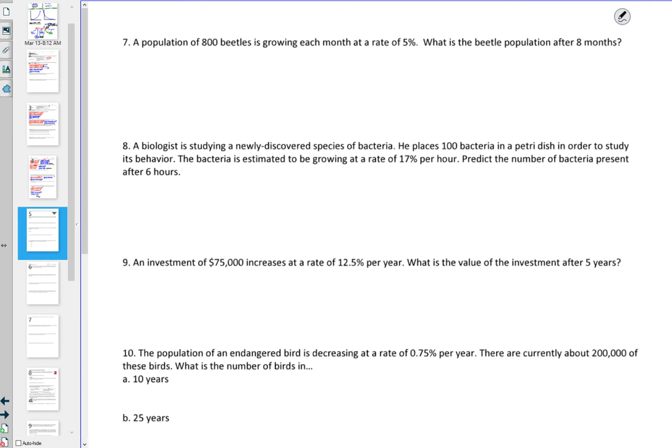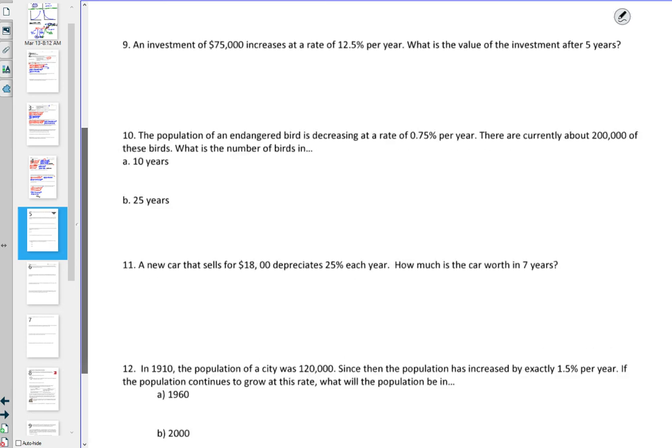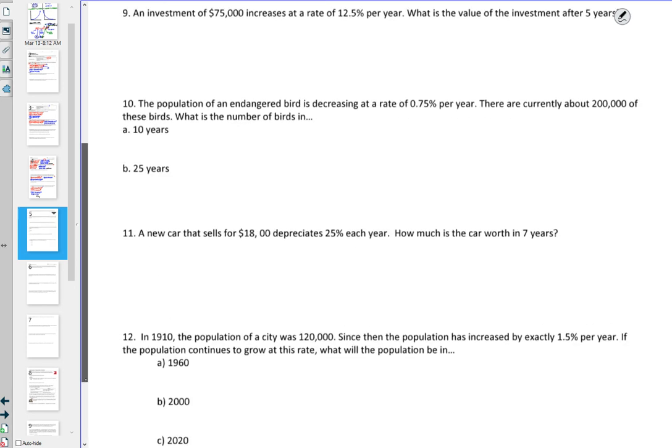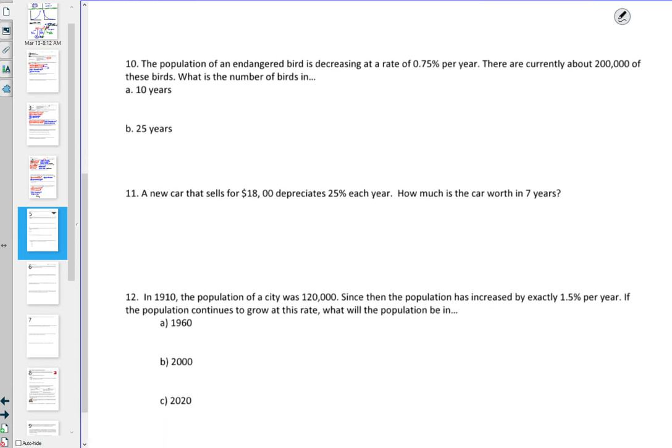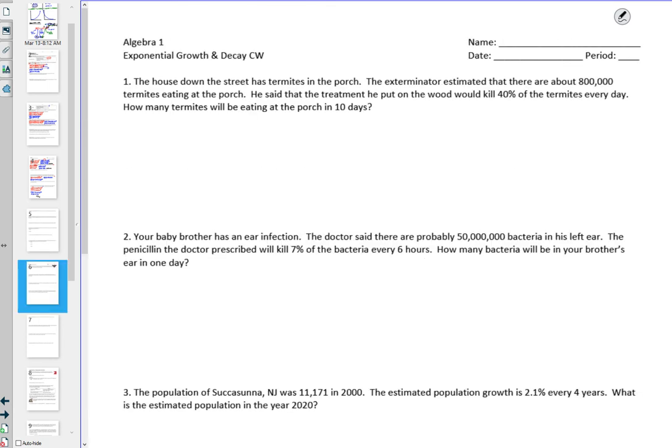Population, boring. Bacteria, we did. Investment, boring. Depreciating, we did already. Keep on going. Okay, let's do termites.